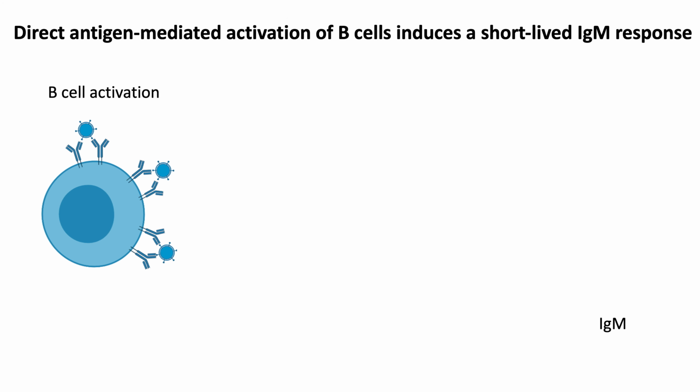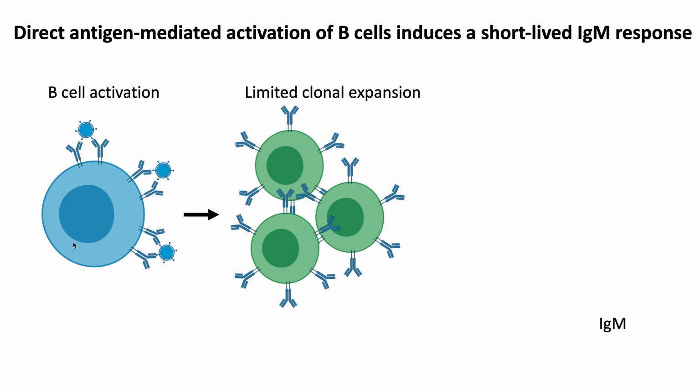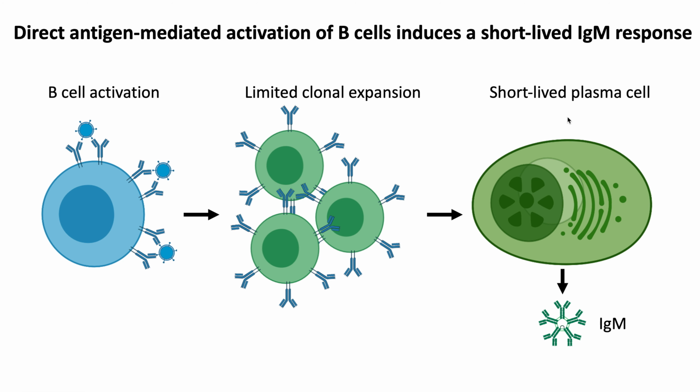So here's a B cell that's been activated by a virus. When a virus enters into the B cell follicle and binds to the surface of a naive B cell, it induces its activation. And this activated B cell can undergo a limited amount of clonal expansion and form short-lived plasma cells. And these short-lived plasma cells almost exclusively produce IgM. And so the very first antibody responses that are induced by an infection are IgM antibody responses and are derived from these short-lived plasma cells.